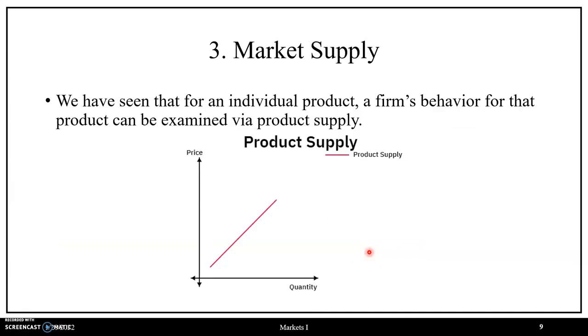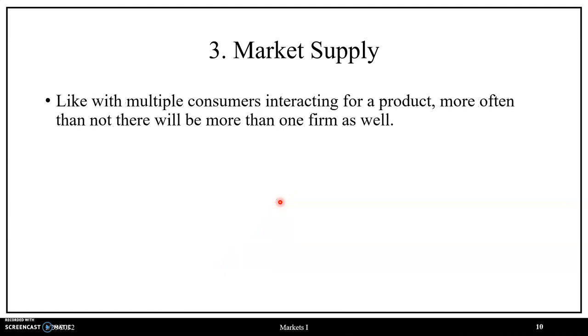So, with market demand considered, let us now turn our attention to market supply, where the intuition will follow closely to what we just did. We have seen that for an individual product, a firm's behavior can be examined via product supply, where price is on the vertical axis and quantity is on the horizontal axis. We have an upward sloping curve due to the positive relationship between price and quantity supplied, as stated via the law of supply. And like with multiple consumers interacting for a product, more often than not, there will be more than one firm in the space as well.